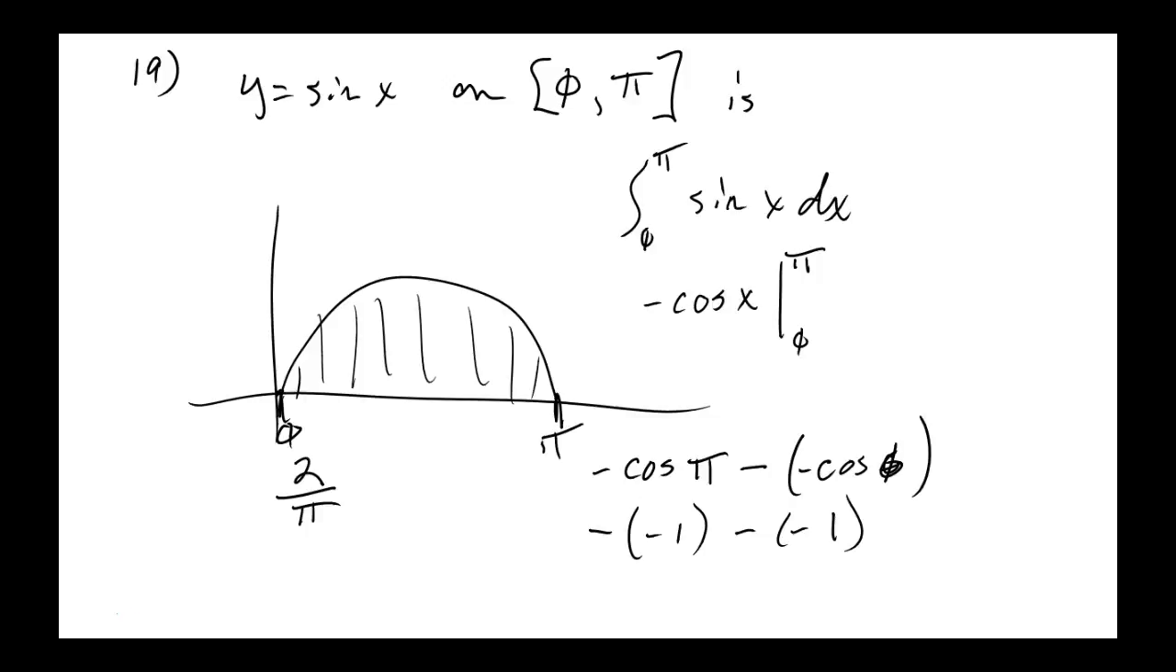So how do you pronounce that? 2 over pi. Yes, 2 over pi.